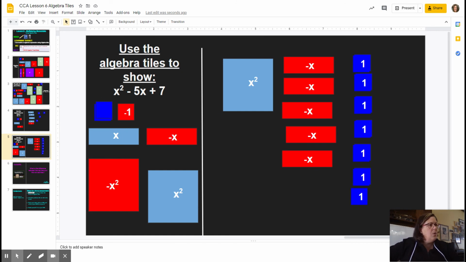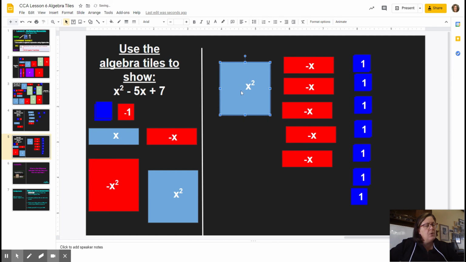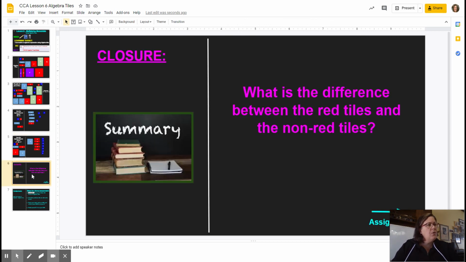Again, the tip with, oops, see, now my little 1 is gone here. The tip with moving the 1 squares, or any of the squares, is just grab it by the corner and drag and drop it where you need to. When you grab it in the middle, it's not going to drag and drop very well, okay? All right, so that's just a review and an overview.